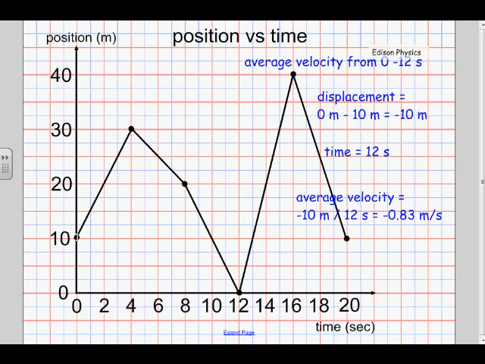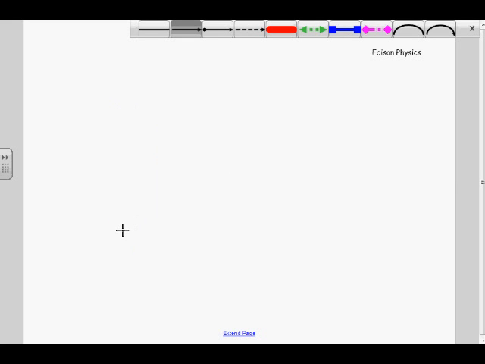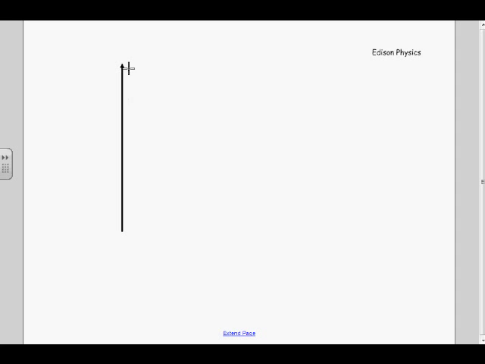This is what we mean by average. It doesn't have anything to do with where the lines went. It's where I started and where I ended. So far, so good. Let's try one more. This time, I'm just going to sketch a graph. All right, so here's the position axis. Here's the time axis. We'll label those real fast.